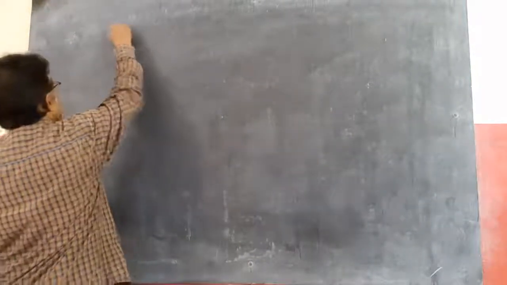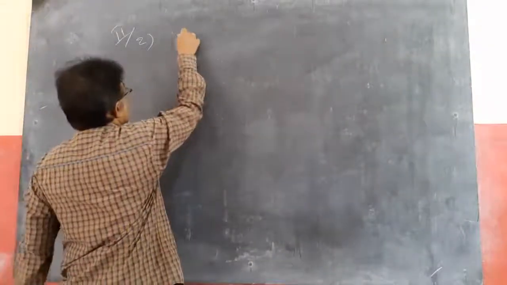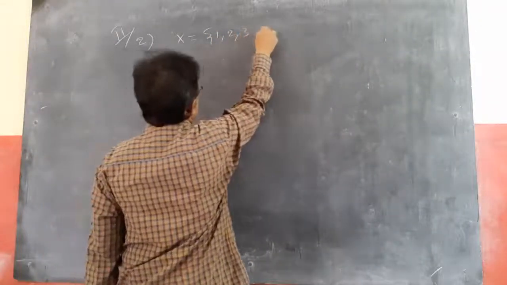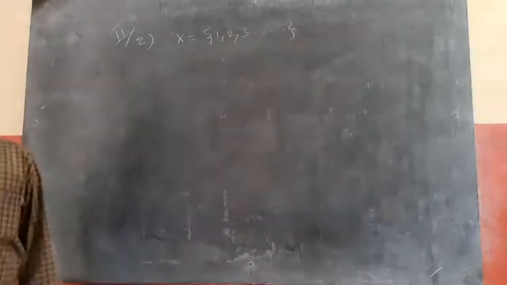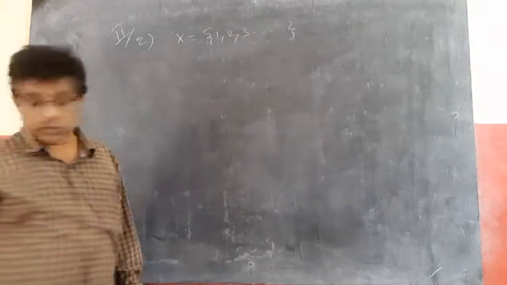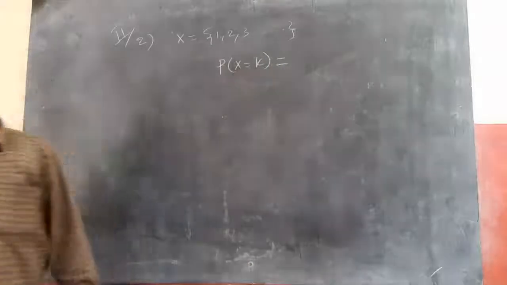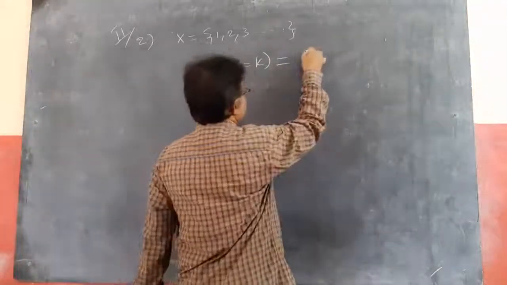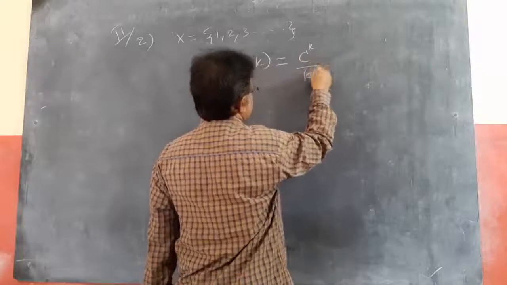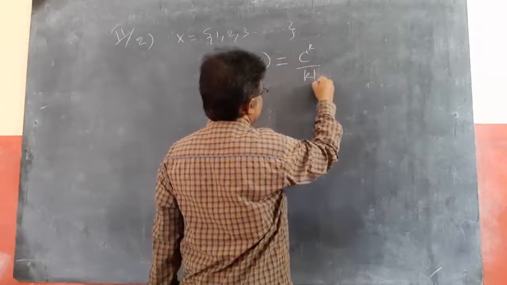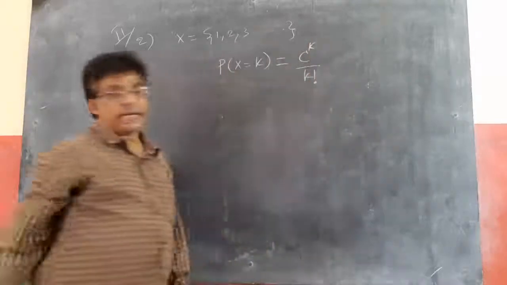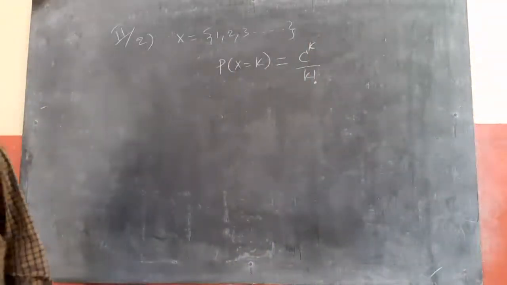Next, the second Roman numeral, the second sum. The range of the random variable x is x equal to 1, 2, 3 and so on till infinity. It is not giving the end point. And P of x equal to k is equal to c power k by k factorial. Then find the value of c.